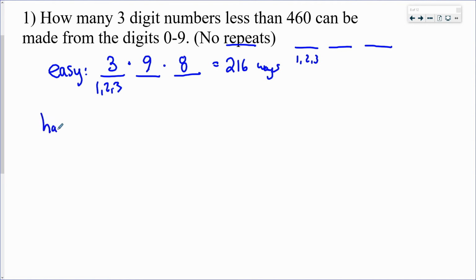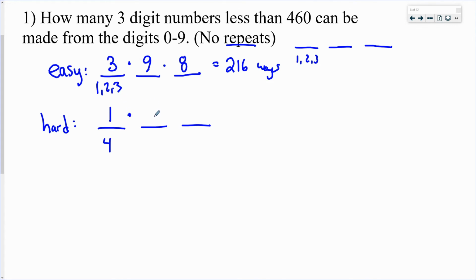Now what about the hard case? Well, the hard case is going to involve having a 4 here, right? Now, because it has to be less than 460, this can't be a 5, it can't be a 6 or 7 or 8 or 9, and it can't be a 1, 2, or 3 because we already did those. So there's only one number that can go there, being a 4.